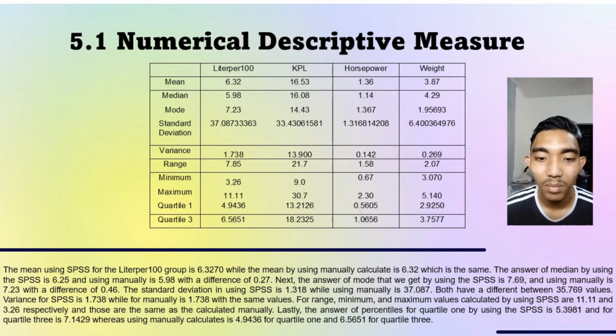Lastly, for percentiles, quartile 1 using SPSS is 5.3981 and quartile 3 is 7.1429, whereas calculated manually, quartile 1 is 4.9436 and quartile 3 is 6.5651.